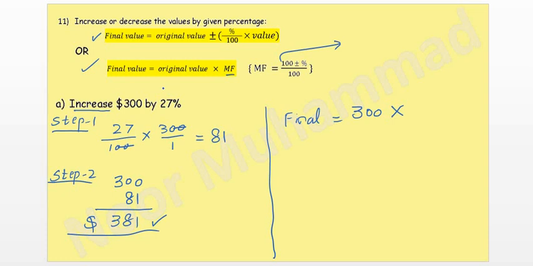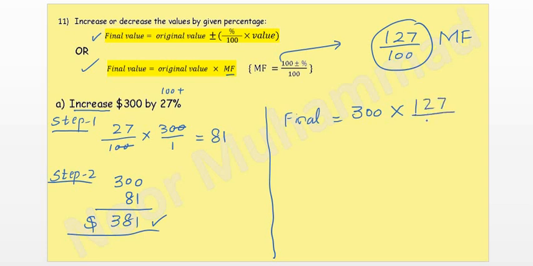So if it is a case of increase, add 100 into it. So it will be 127, and because it's a percentage, write it out of 100. So this is called the multiplying factor. When it will be a case of decrease, you will subtract this from the 100. When it will be a case of increase, you will add it into 100. So look at this. It will become 127 out of 100. You can put 1 over here in the denominator. These two zeros will cancel each other and you will multiply 127 by 3 and you will get the answer $381.